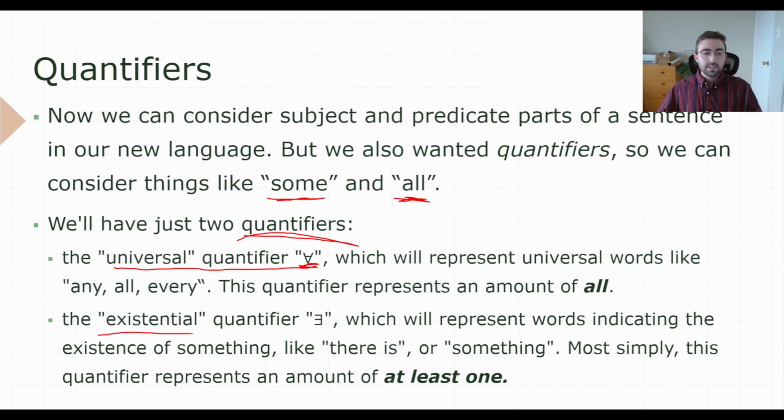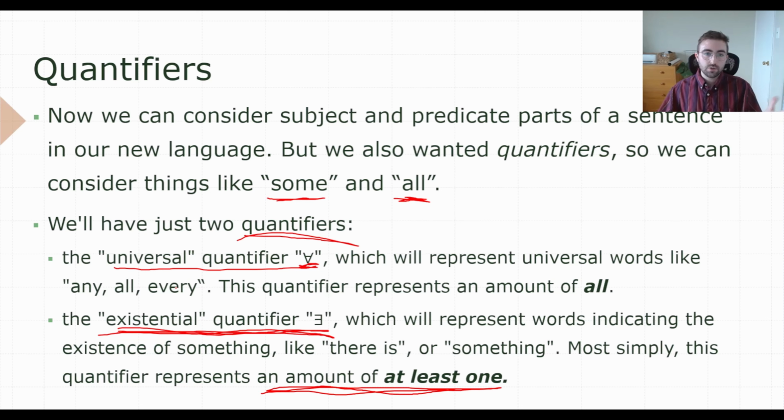Then we're going to have the existential quantifier, which looks like a backwards E. And this is going to represent words that indicate the existence of something. That's why it's called an existential quantifier. So it'll say there is or something. But most simply, and I'm going to try and use this all the time because it makes things clearer, it's going to represent an amount of at least one. It just says, at least one. There is at least one. That's what this existential quantifier is going to end up saying.